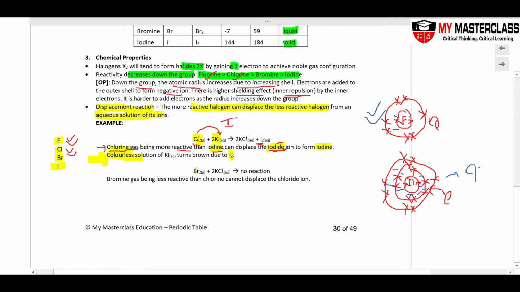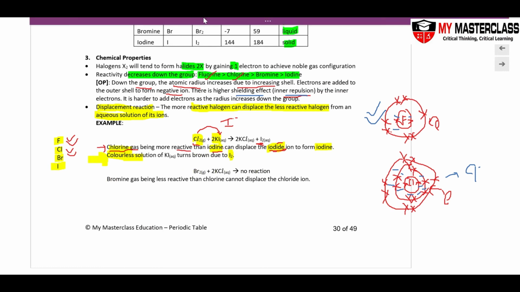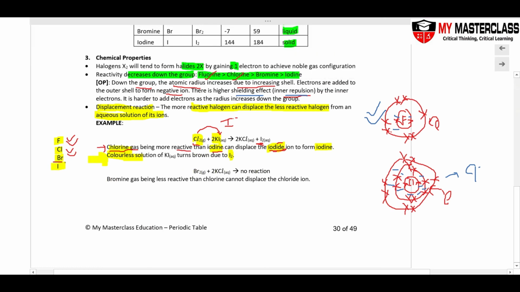Okay, bromine, in this second reaction that we are going to consider, we have bromine and KCl. So let's look at bromine and KCl. Obviously, my chlorine is more reactive than bromine. So explanation, bromine is less reactive than chlorine. It cannot displace the chloride ion from solution. So there is no reaction.